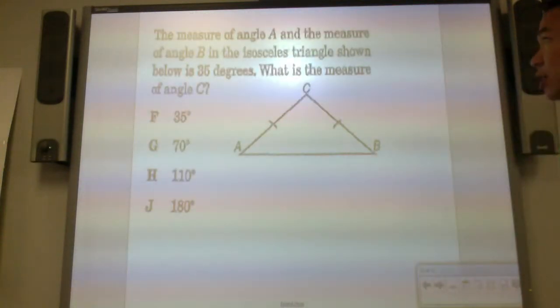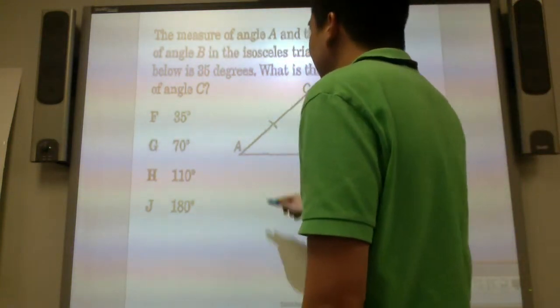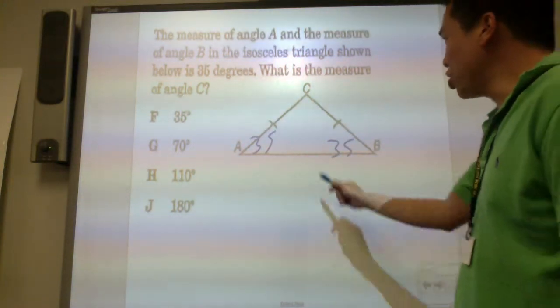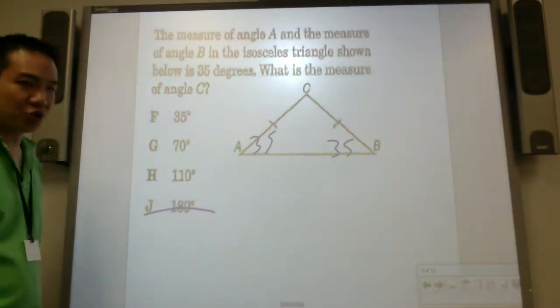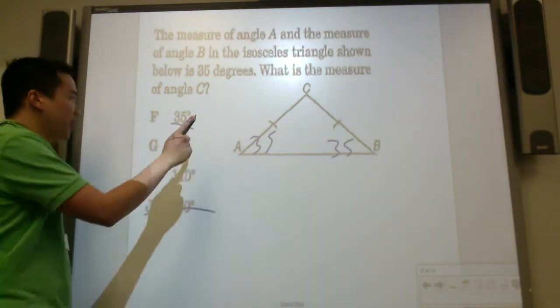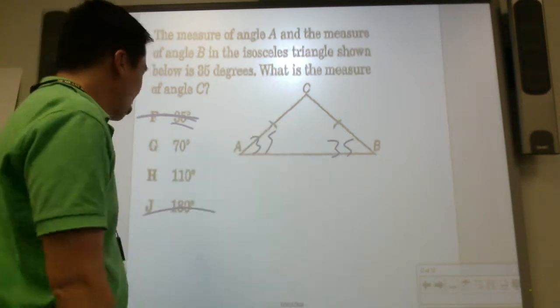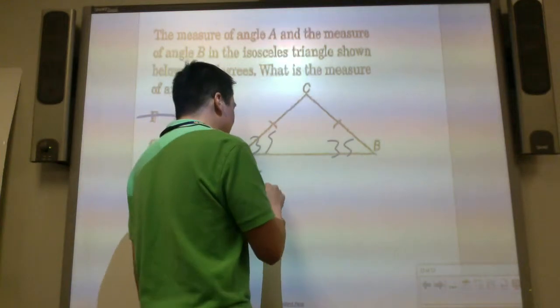And next one. The measure of angle A and the measure of angle B in the isosceles triangle shown is 35 degrees. What is the measure of angle C? First of all, as I look at angle C, I know it can't be 180. That's a straight line. I know it can't be 35. That's too tiny. From what I can tell, it looks like an obtuse angle. So I think it's going to be H. But I just want to do my mathematics to make sure.